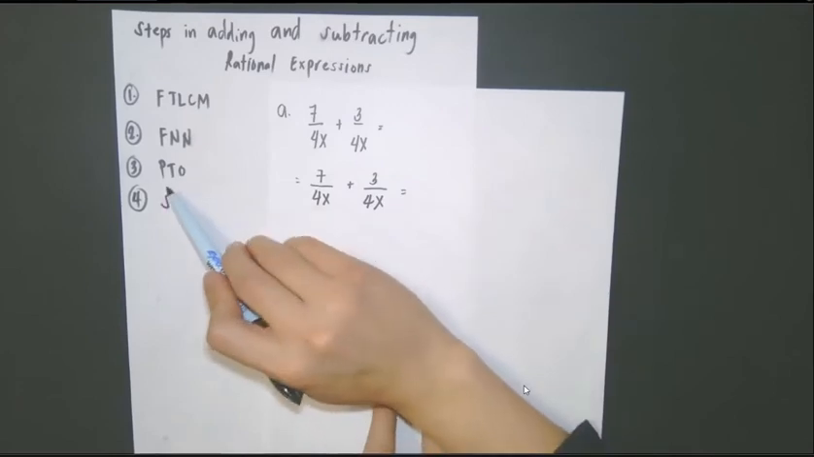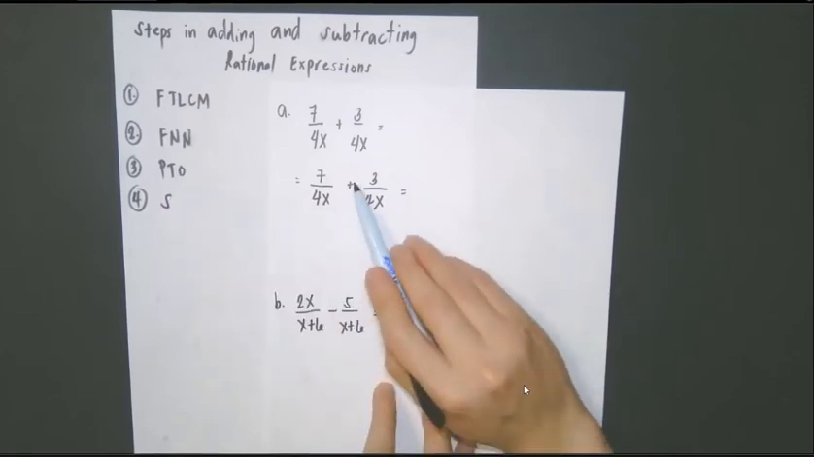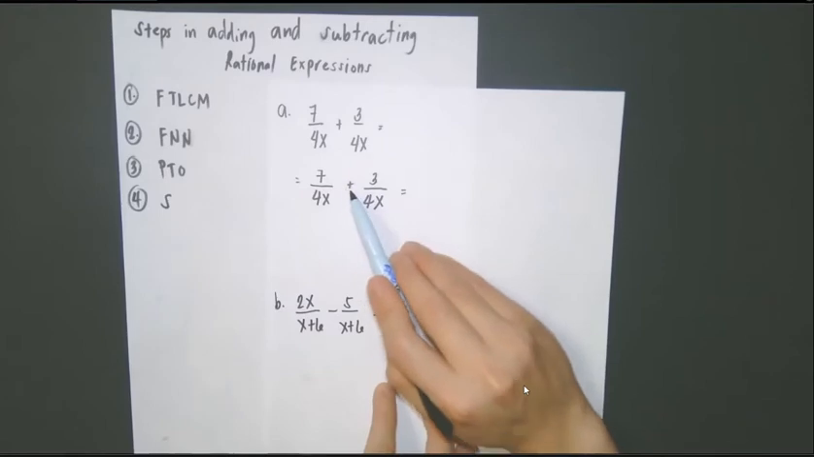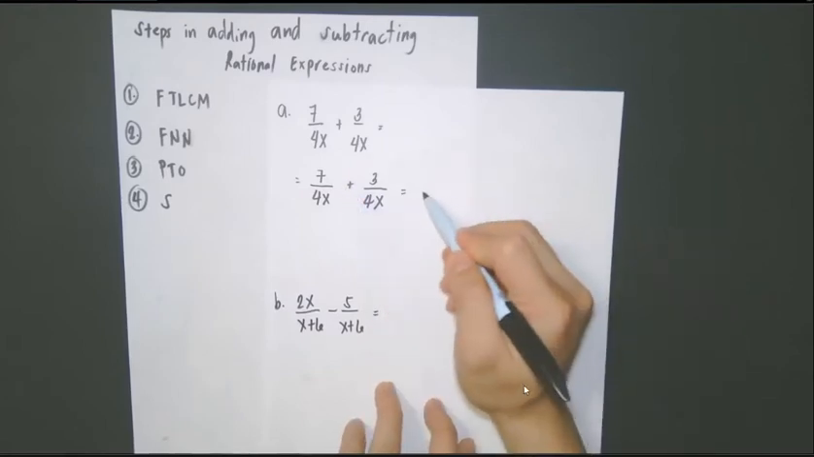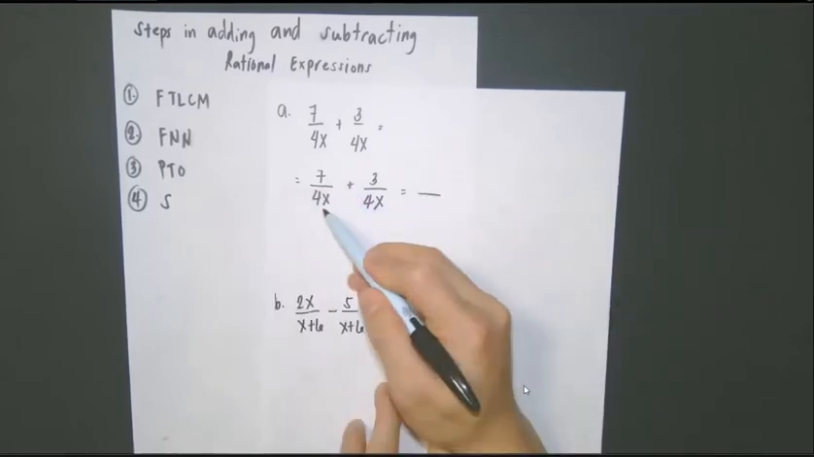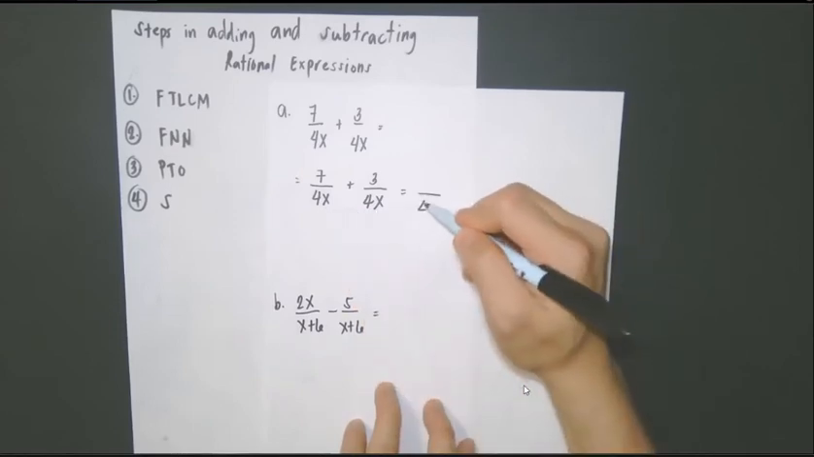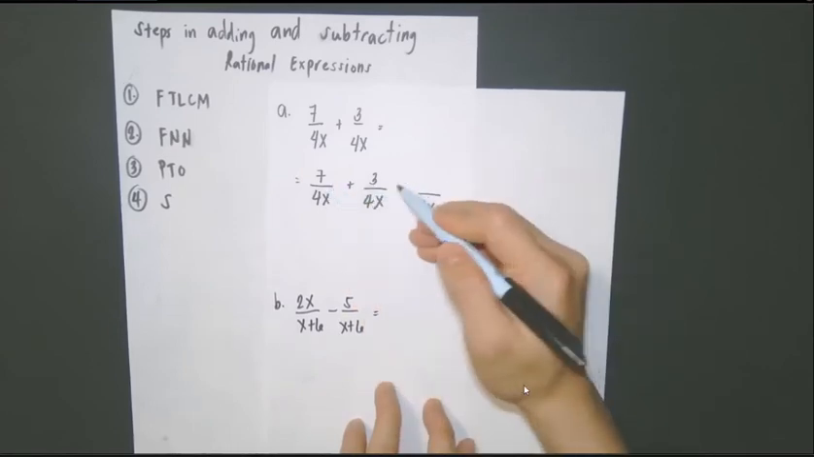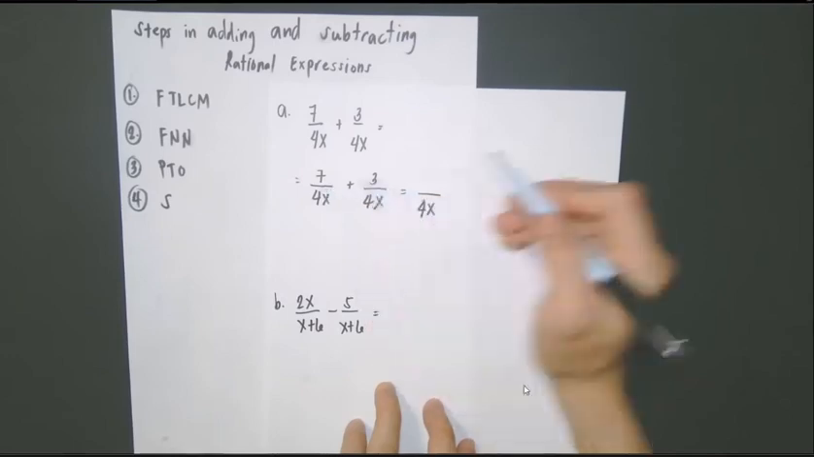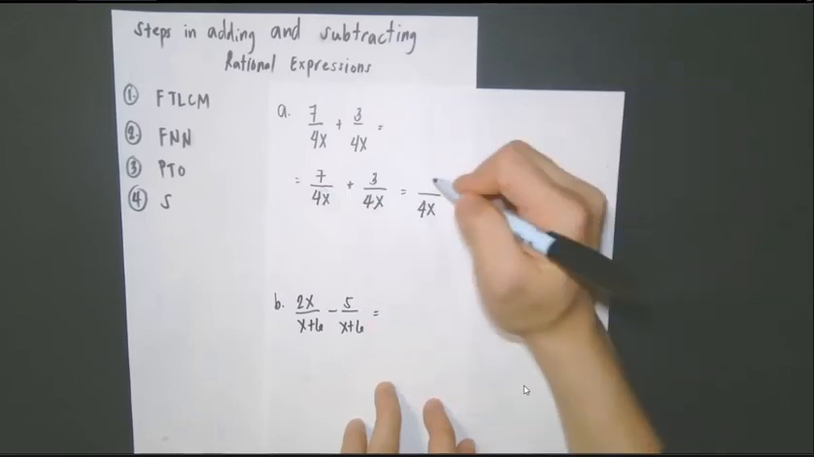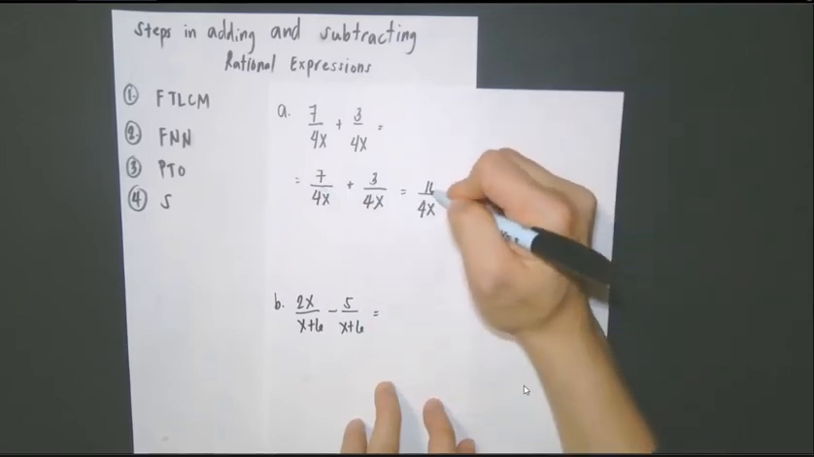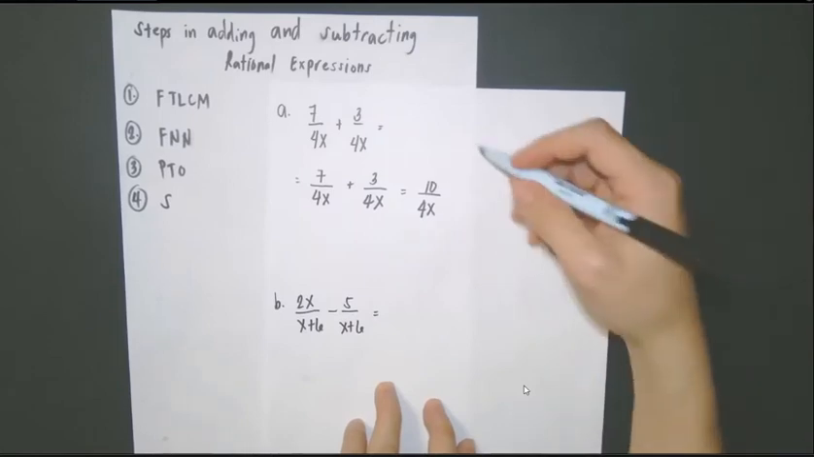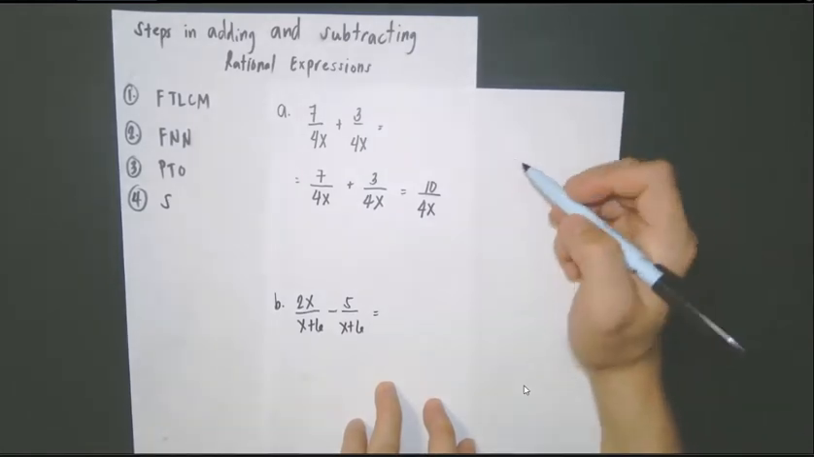PTO stands for perform the operation. So we would just add here if we have addition and subtract if we have subtraction. So to do that, copy the same denominator, which is 4x. And then we add the numerators, if you can add them. So what's 7 plus 3? Basically that's 10. So that's 10 over 4x.